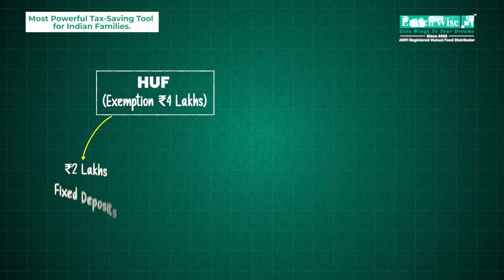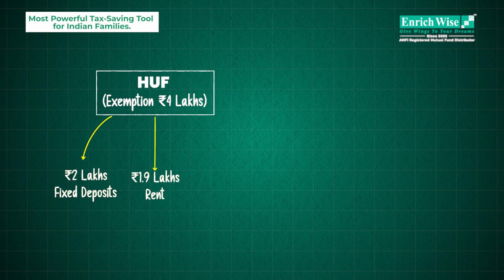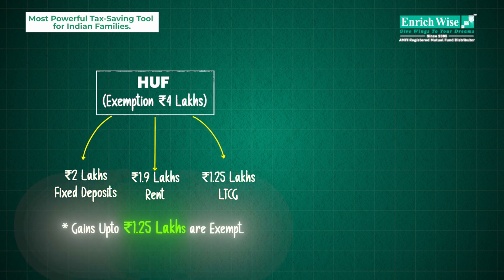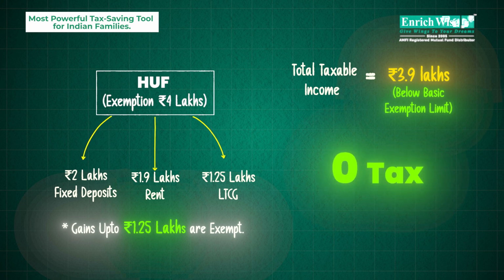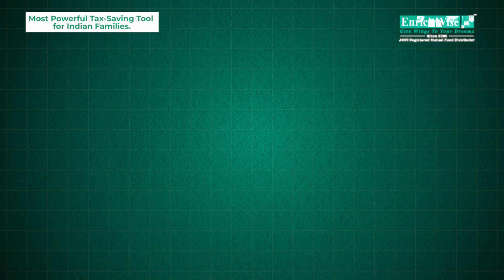Suppose your HUF earns 2 lakhs from fixed deposits, 1.9 lakhs from rent and 1.25 lakhs from long-term capital gains. Since gains up to 1.25 lakhs are exempt, your total taxable income comes to 3.9 lakhs, which is below the basic exemption limit. The result, 0 tax payable. Individually, you would have paid 1.2 lakhs in tax.